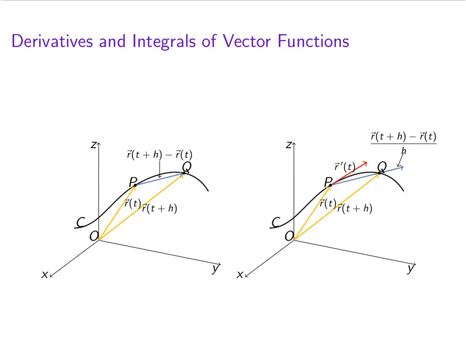So I've got two pictures here. The first picture shows you a secant vector. That's the vector that goes from P to Q. That's a secant vector. That secant vector turns into a tangent vector when you take a limit as h goes to 0. The red vector that you see here is the tangent vector.